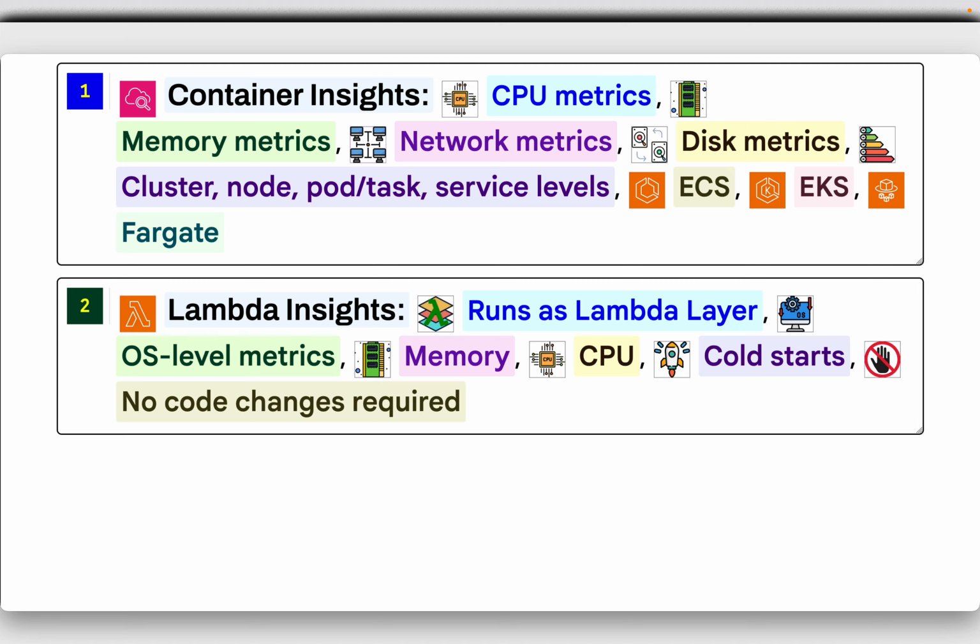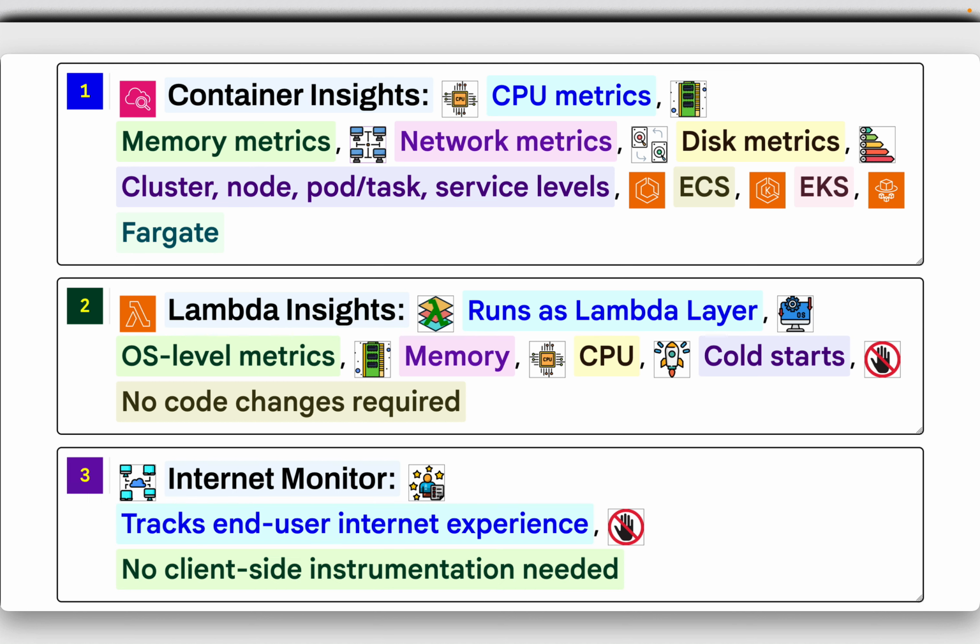Lambda Insights runs as a Lambda layer and provides OS level metrics including memory, CPU, and cold starts. No code changes are required. Internet Monitor tracks end user internet experience with no client side instrumentation needed.